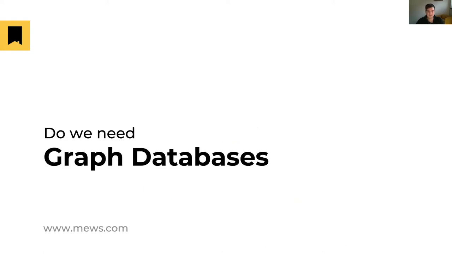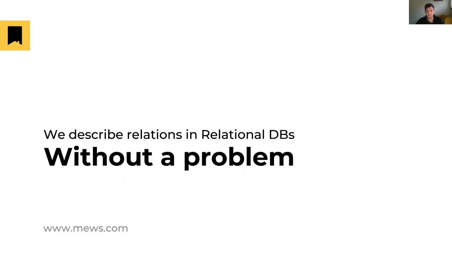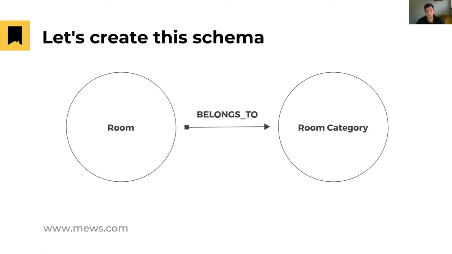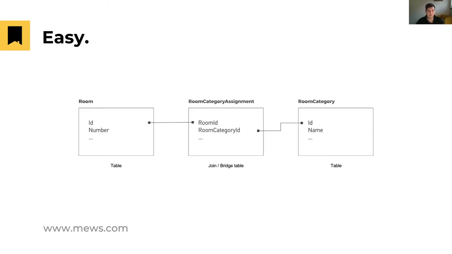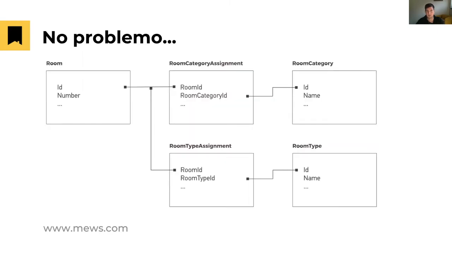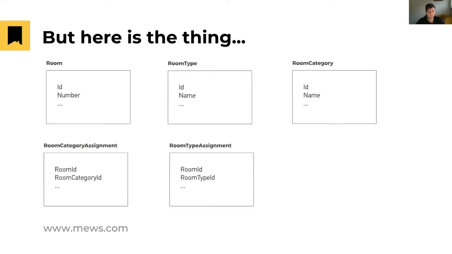But do we actually need graph databases in general? That's a good question, because we've been solving all the database stuff with relational databases pretty solidly over the last decade. If you would like to represent such a schema as room and category, you would probably easily create something like this. You have a table of type room, you have a table room category, and you can create a join table or bridge table that basically can provide you with a many-to-many relationship pretty easily. And if you like to go somewhere deeper, you can make multiple of these. And this seems to work really well, and nobody seems to be complaining. But here's the thing, these relationships are never present.